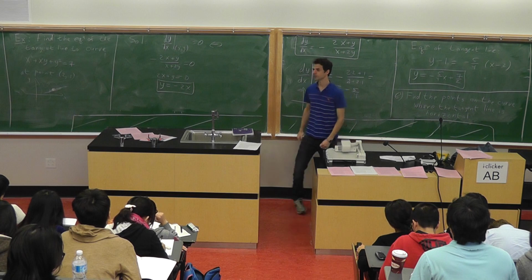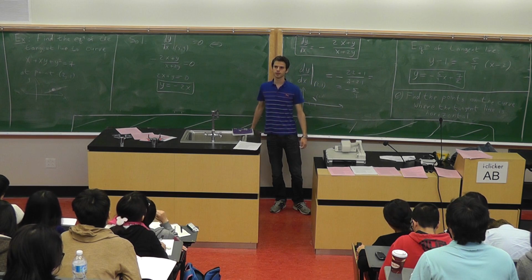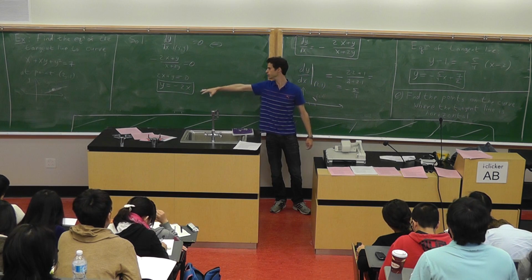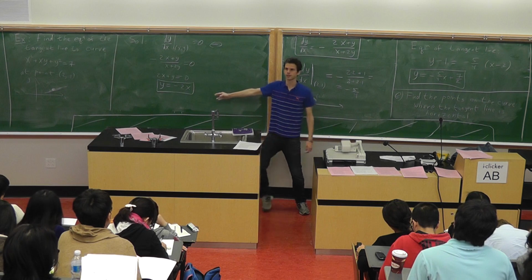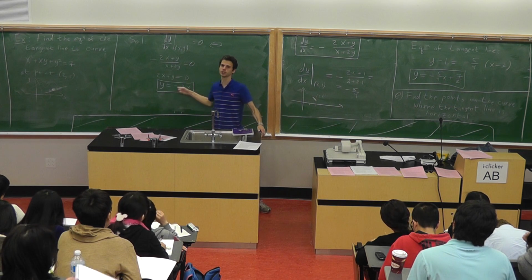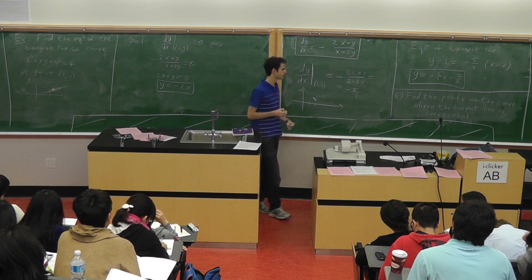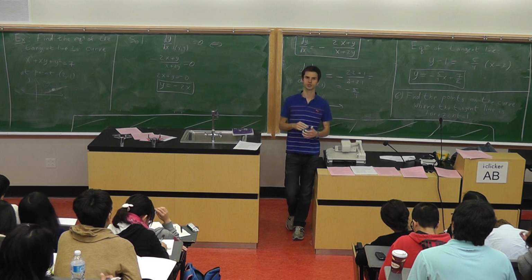Okay, next question. Am I done? Is it true that for every value of x which I choose, and provided that y is minus 2x, I will get a point on the curve at which the tangent line will be horizontal?